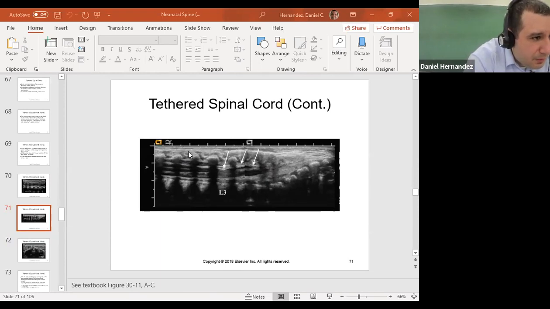So they were trying to show a tethered cord here. I didn't particularly like this picture from the slides in the textbook because it's kind of hard to see exactly where that conus is ending. To me, this looks more like the filum terminale coming down, and maybe the conus is in this area, at L3, maybe where that arrow is pointing.